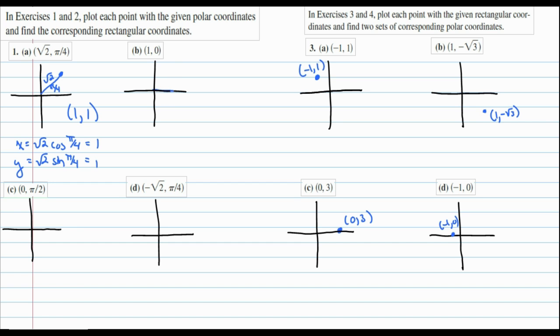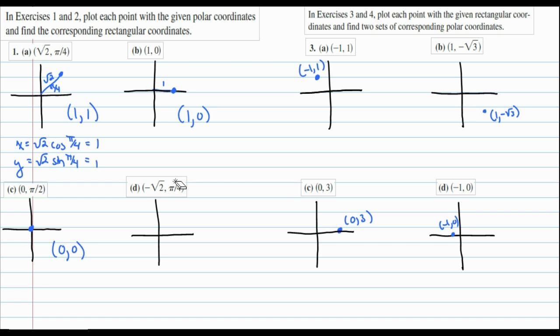Part B, 1, 0. Well, that point is right on the x-axis. So 1, 0 are the rectangular coordinates. Part C, 0, pi over 2. So that's a rotation of pi over 2, but 0 away from the origin. So it actually doesn't even matter the rotation on that one. If it's 0 away from the origin, 0, 0 are the rectangular coordinates.